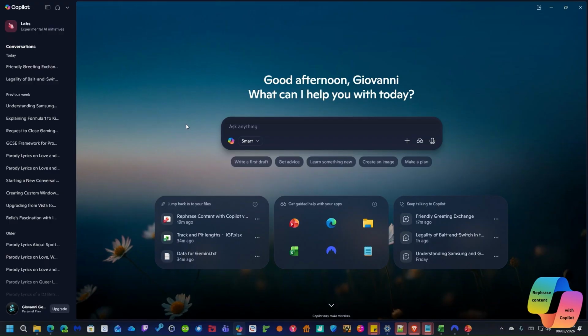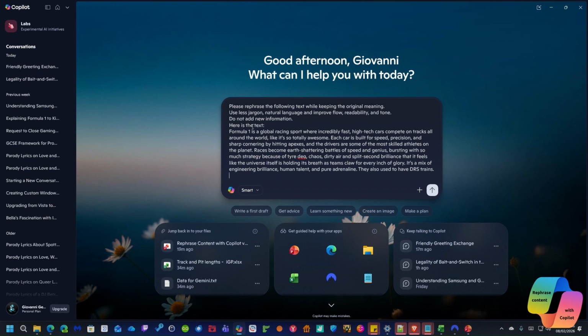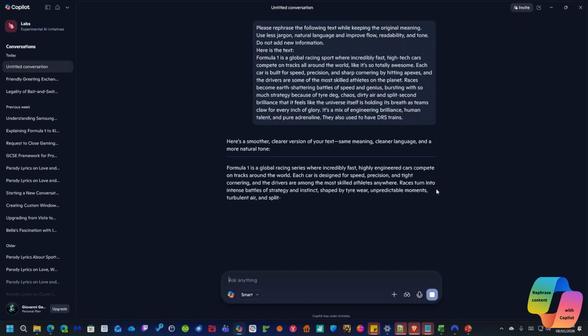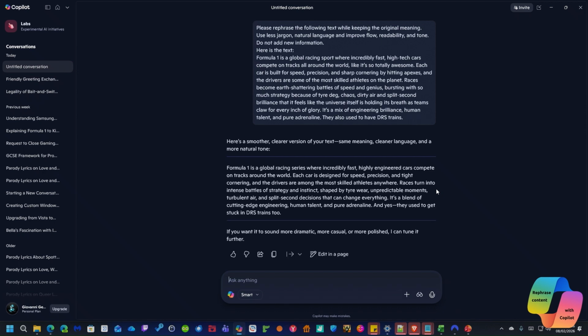So as you can see here, I've got Copilot open, and I'm just going to click in the Ask Anything box, and I'm going to paste the example that I had up on screen. Use less jargon, natural language, and improve flow, readability, and tone. So once you're happy with your prompt, then what we're going to do is we're going to hit enter or the up arrow, and as you can see, Copilot starts pulling away and rewriting the description we've given it.